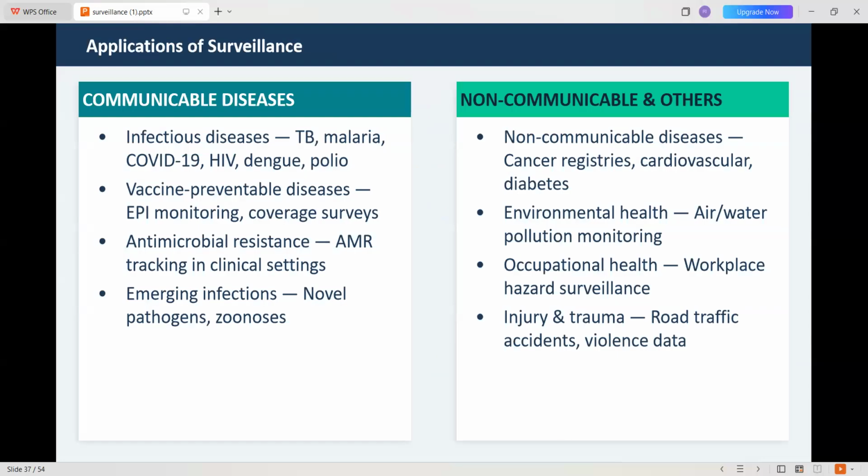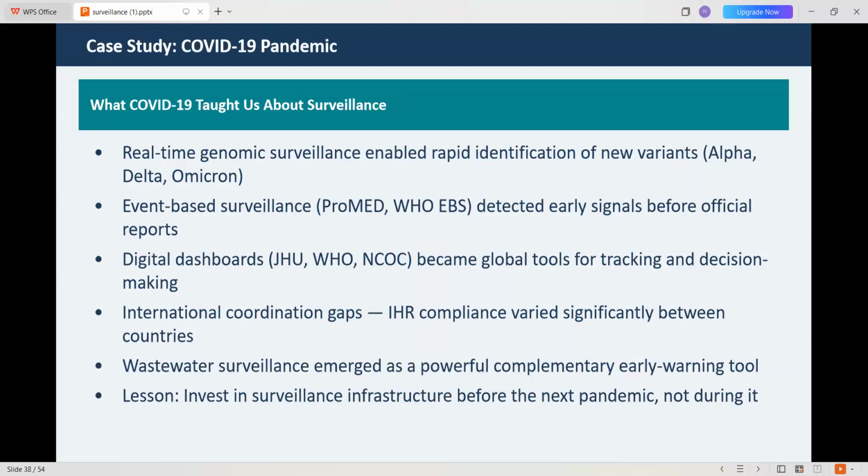Next are the applications of surveillance. Communicable diseases: infectious diseases like TB, malaria, COVID-19, HIV, dengue, polio. Vaccine preventable diseases: EPI monitoring, coverage survey. Antimicrobial resistance: AMR tracking in the clinical setting, and emerging infections. Non-communicable diseases like cancer, hypertension, cardiovascular disease, and diabetes. Environmental health, occupational health including workplace hazard surveillance, injury and trauma including road traffic accident and violence data.